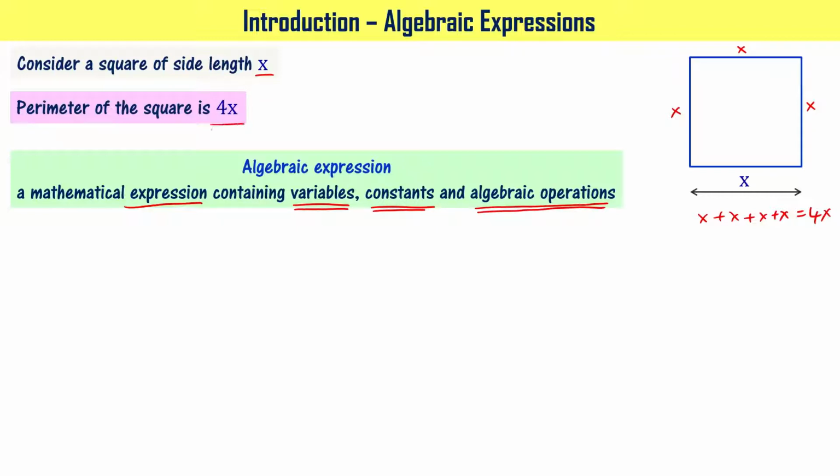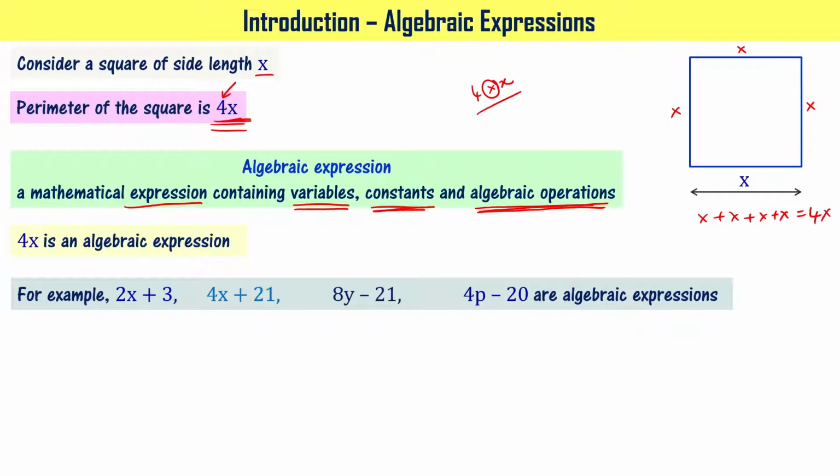Look at this, 4x. 4 is a constant, right? And x is the variable. And when you say 4x, actually we are saying 4 times x, meaning the operation you are doing is multiplication. So this particular expression has a variable, a constant, and an algebraic operation, right? That's why I say that 4x is an algebraic expression. Got it?